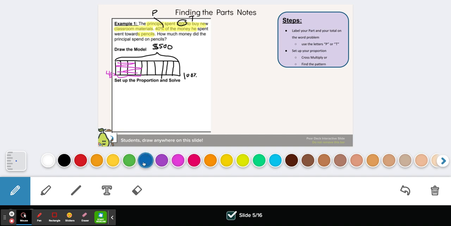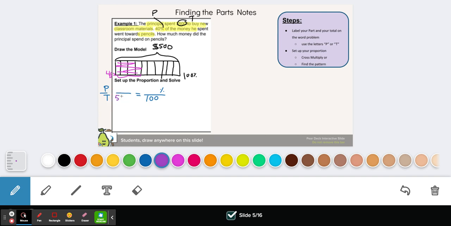So in order to do that, I need to set up my proportion. Remember, I need to set up my part over my total, okay, over my total. So my proportion, since I'm talking about percents, is always out of 100, right? And then using the information that they gave us, we know that we have 500, and we labeled that as a total. Totals go down here.